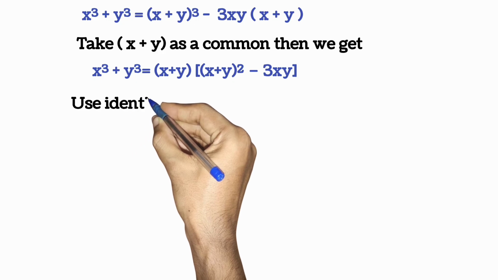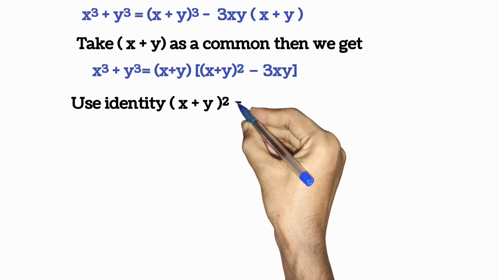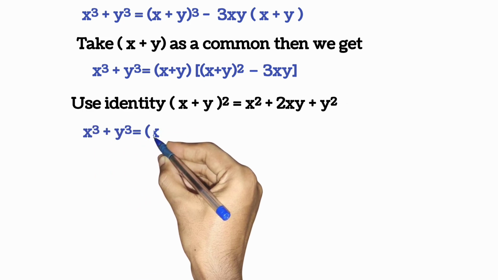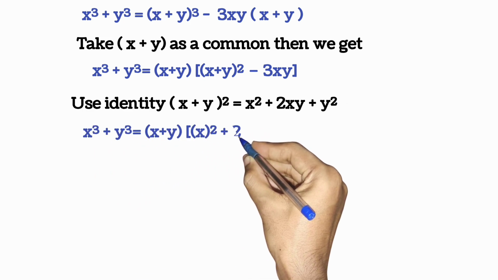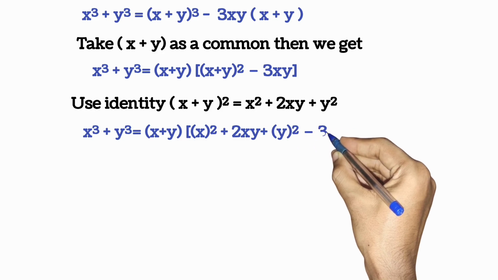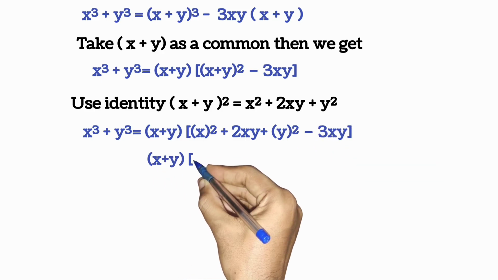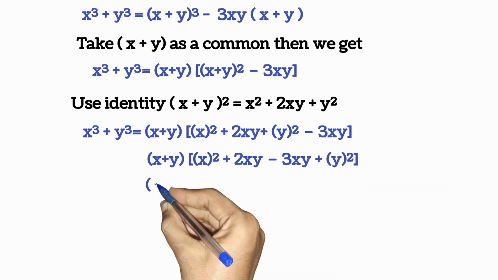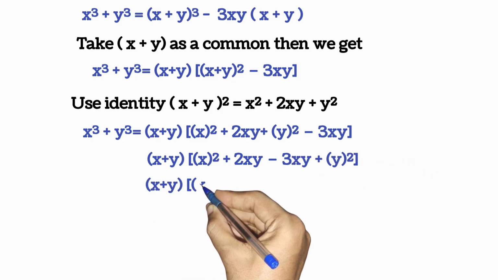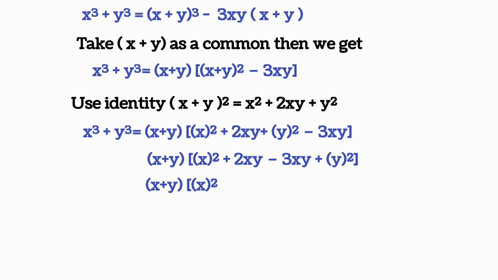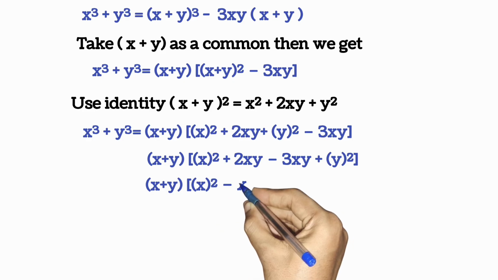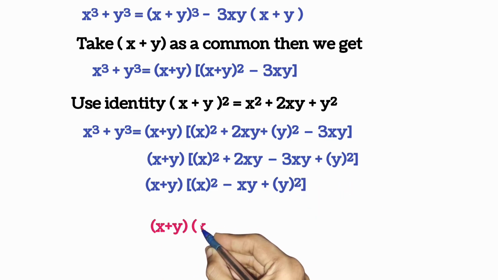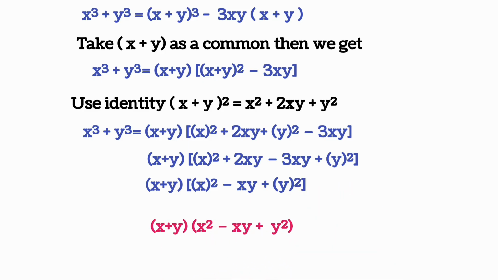Use the identity: x plus y the whole square equals x square plus 2xy plus y square. x cube plus y cube equals x plus y into x square plus 2xy plus y square minus 3xy. Then x plus y into x square plus 2xy minus 3xy, after rearranging, plus y square. That is equal to x plus y into x square minus xy plus y square. From here we get x plus y into x square minus xy plus y square.